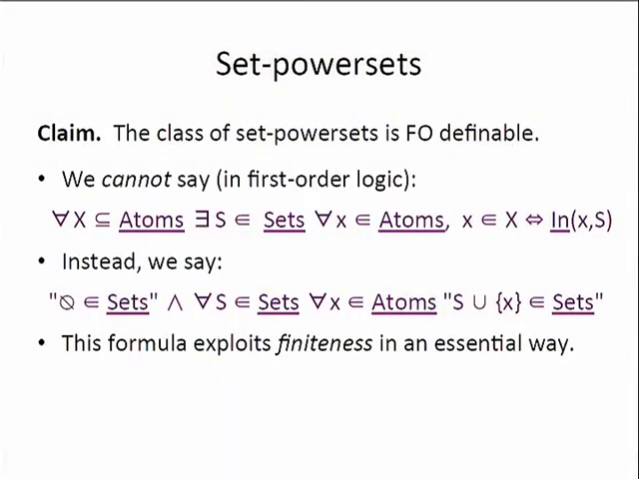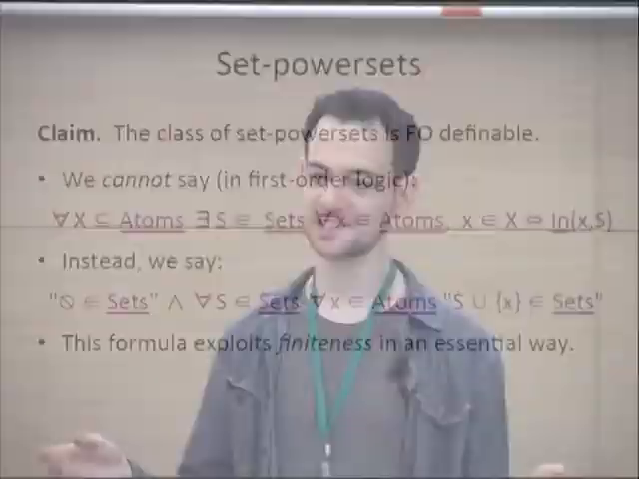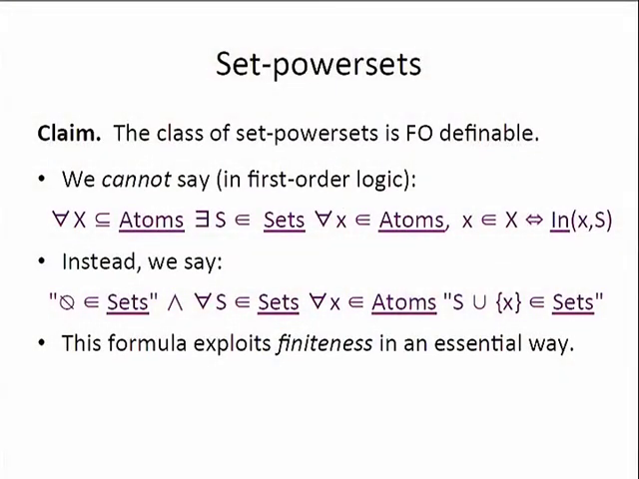Okay, so the first observation here is that the class of finite set power set structures is first order definable. And this is not completely obvious at first, because something which we can't simply say in first order logic is the top expression here: that for every subset of atoms, there is some set which has the property that for every atom, that atom belongs to the set if and only if it is in X. This is not a proper first order formula because we've quantified over all subsets of atoms.